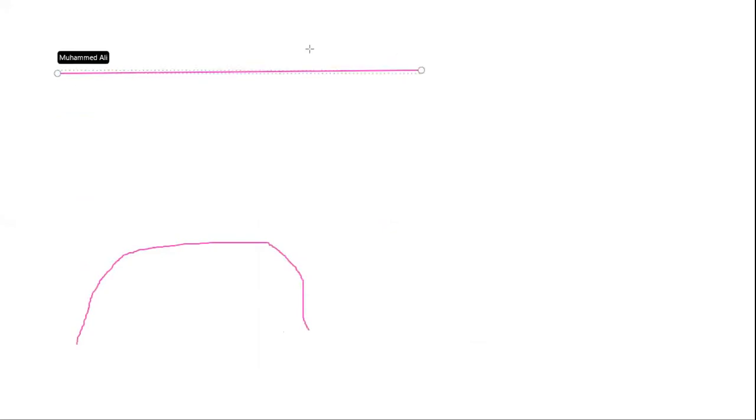For example, our reservoir looks like this one. We have a reservoir like this one.